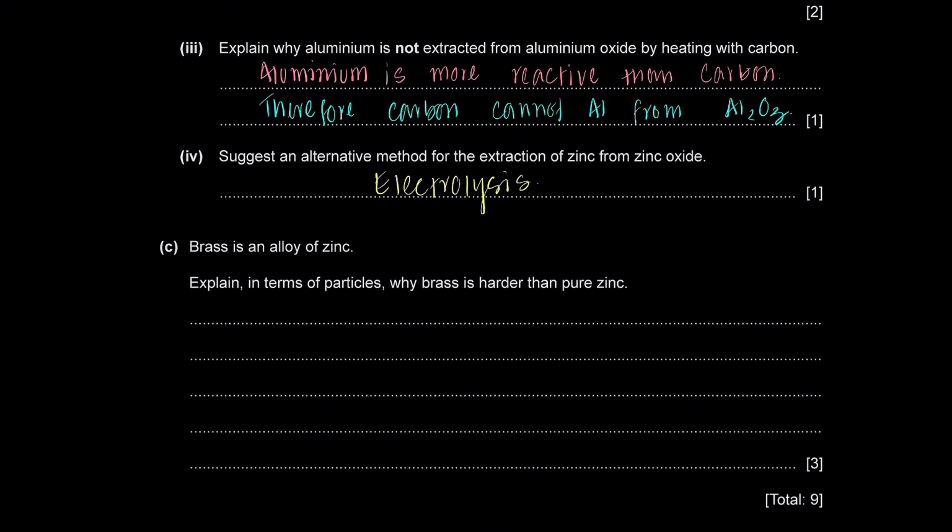Okay. This was slightly difficult for me to answer. I struggled with it for a bit. Brass is an alloy of zinc. Brass is actually copper and zinc together. Explain in terms of particles why brass is harder than pure zinc. Especially people who are watching, I'd recommend you practice this out. Anyway, practice this out, but meanwhile I'll answer it.